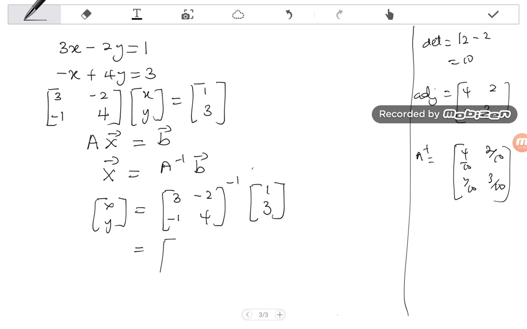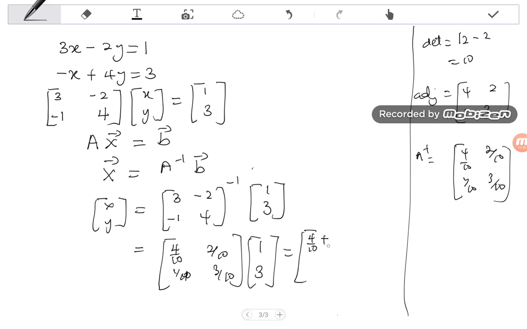Okay, so this is equal to 4 over 10, 2 over 10, 1 over 10, and then we have 3 over 10, multiplying 1 and 3. So this is equal to 4 over 10 multiplied by 1, that will be 4 over 10 plus 6 over 10. Then we pick the second row, we have 1 over 10 plus 9 over 10, and this is equal to 1 and 1. Right, so the value for x is 1 and the value for y is also 1.